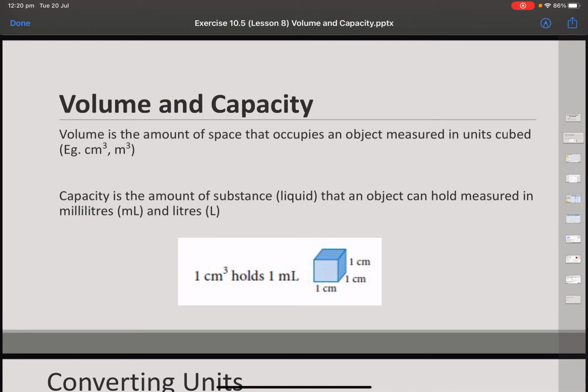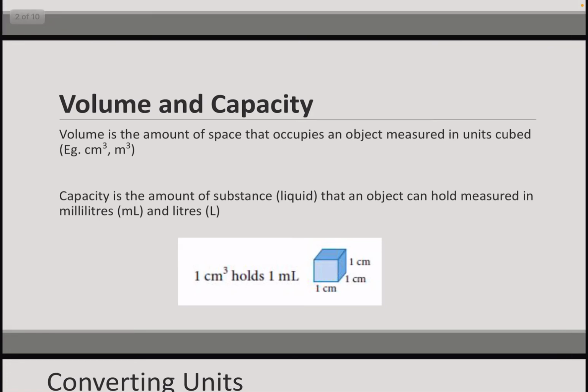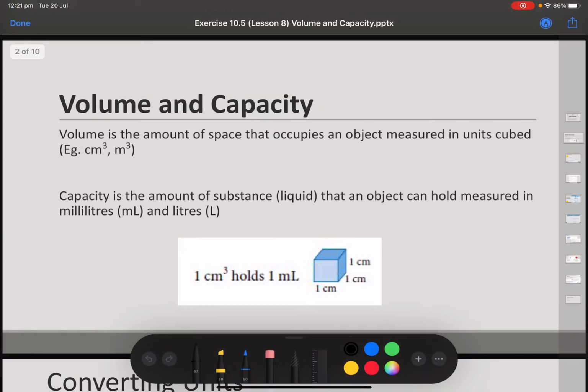Hello everybody, welcome to our next topic, which is exercise 10.5, looking at volume and capacity. Volume is basically the amount of space that an object occupies, and it's usually measured in units cubed. That means I could have centimeters cubed, meters cubed, millimeters cubed, kilometers cubed. Whatever our unit is, cubed to the power of 3, unlike area, which is squared, and perimeter, where we just use the unit on its own.